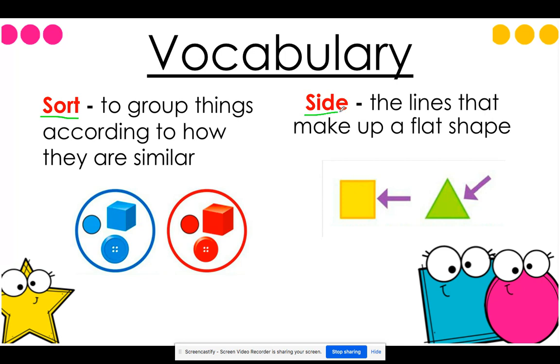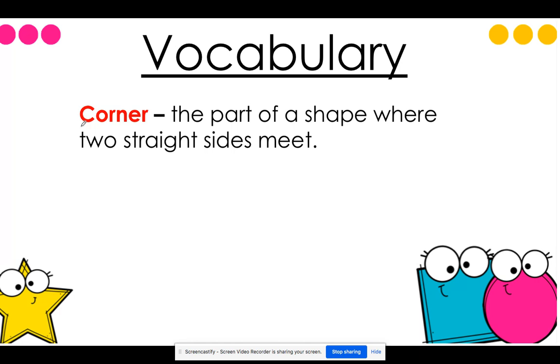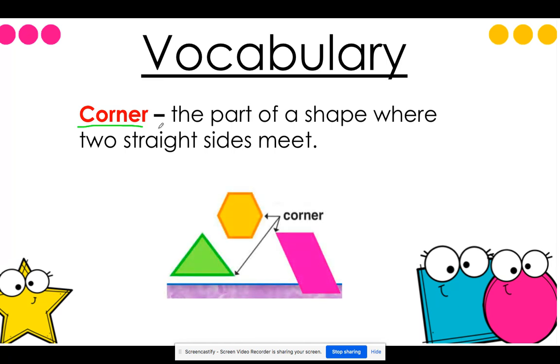Another vocabulary word we learned was the word side. A side is one of the lines that make up a flat shape. What you see here in purple is pointing to the sides of the different shapes. Another vocabulary word we learned today was the word corner. That is the part of the shape where two straight lines meet to form that point, or corner. The arrows are pointing to the corners on each of these shapes.